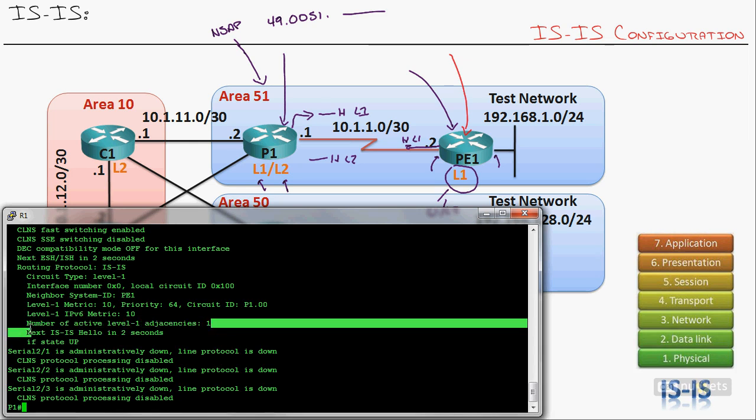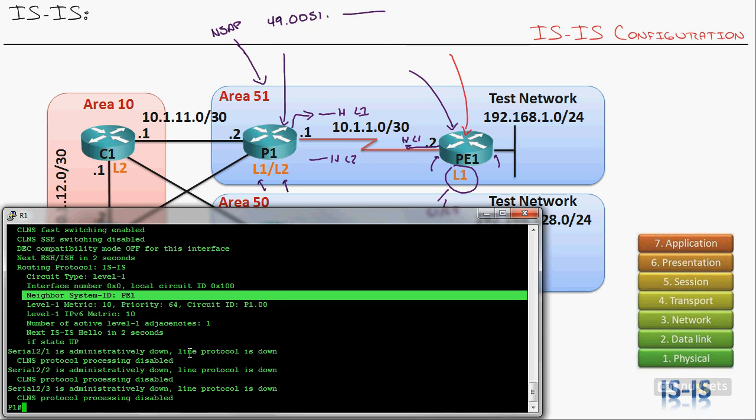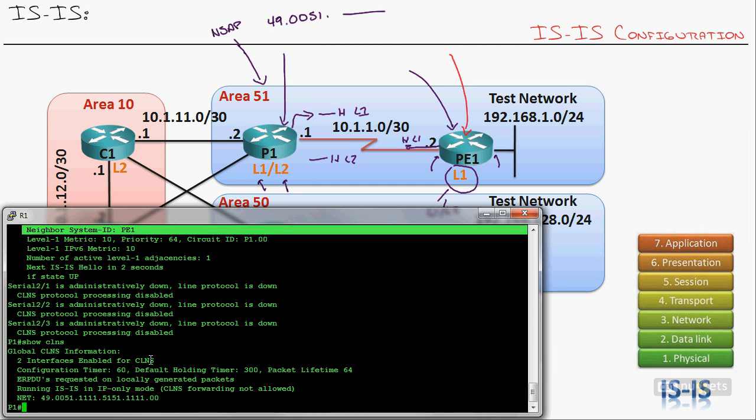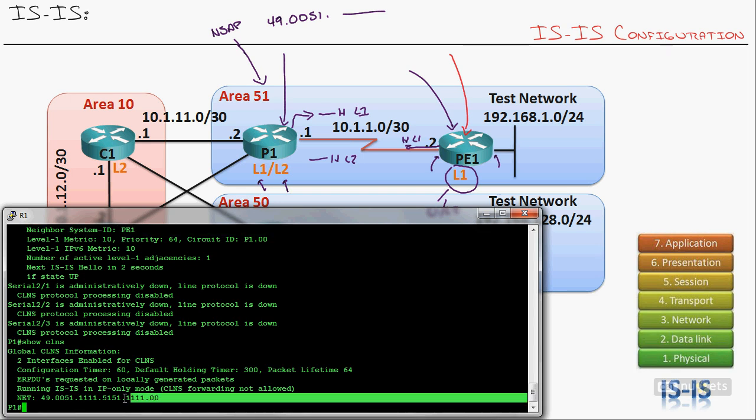Matter of fact, on that serial interface, I see I have a level 1 adjacency that's formed. I see my neighbor system ID that I've formed on that. So we can verify a lot with that show CLNS interface. I'll even do a show CLNS, just hit the enter key. This gives you a general feel of what CLNS relationships we formed, and shows you the net command that you've entered on here. It's saying this is IP only mode, representing integrated ISIS.